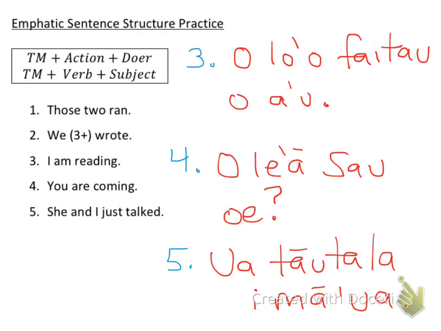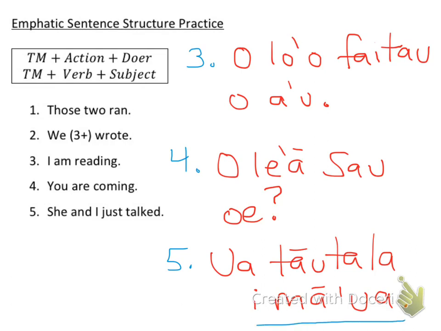And then she and I just talked. This one's probably the trickiest one. So ua is kind of like the just. It was just in the past. And then this right here, tautala. Tautala, you haven't gotten to this point. If there's a macron on that first A, then that's for multiple people. So don't worry about that if you didn't get that macron.